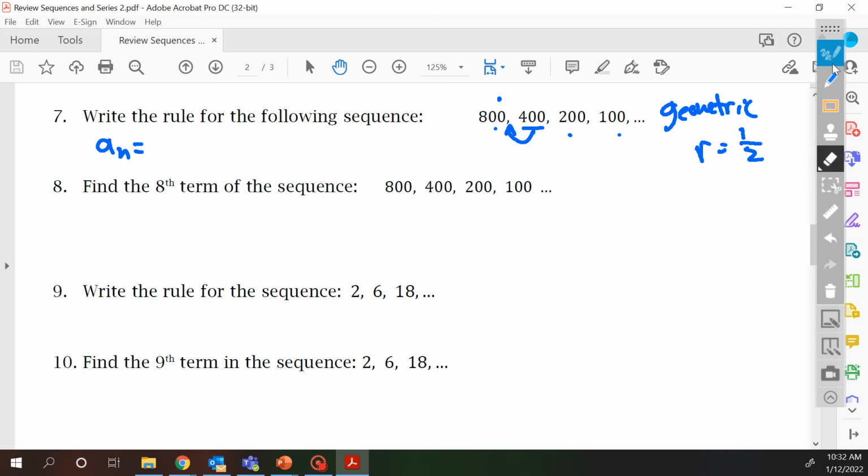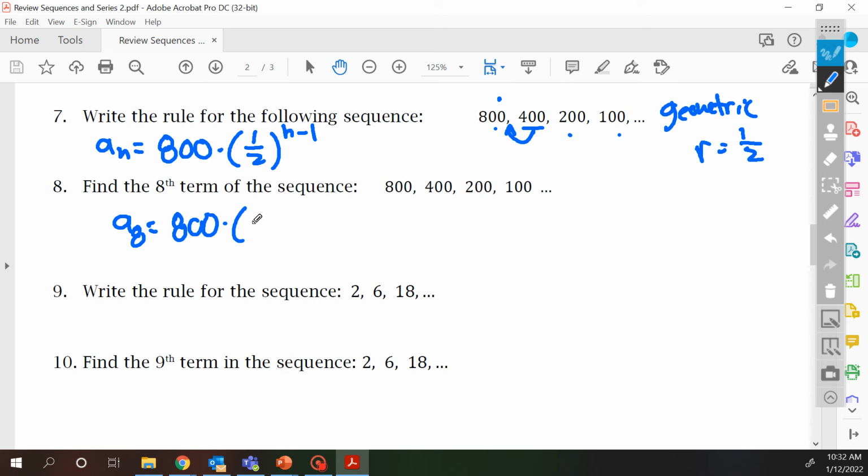Okay, so the rule is pretty straightforward. It's the first term, which is 800, multiplied by the ratio to the n minus 1 times. And the geometric one doesn't need to be simplified. There's no simplification here. Okay, it just stays the way it is. So that's fine. Find the 8th term of the sequence. Okay, so A8 is equal to 800 times 1/2 to the 7th power.